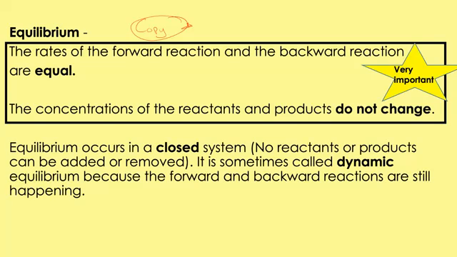We also need to know that this only occurs when we've got a closed system, because if we've got an open system, then one or more of the reactants or products can escape, and that disturbs the equilibrium, which we'll look at in the next lesson. Sometimes it's called dynamic equilibrium because that gives the idea that the forward and backward reactions are still happening. So if you've not copied that down yet, pause the video.